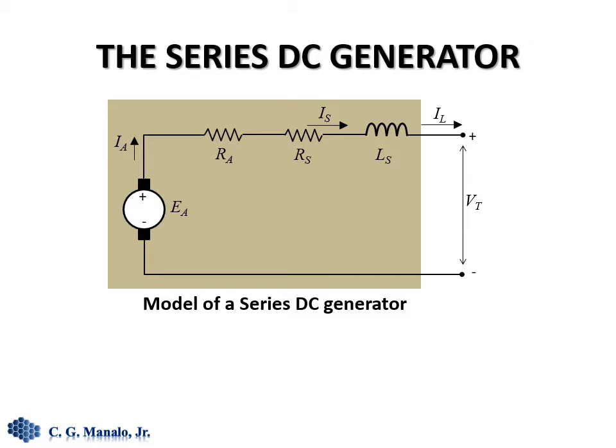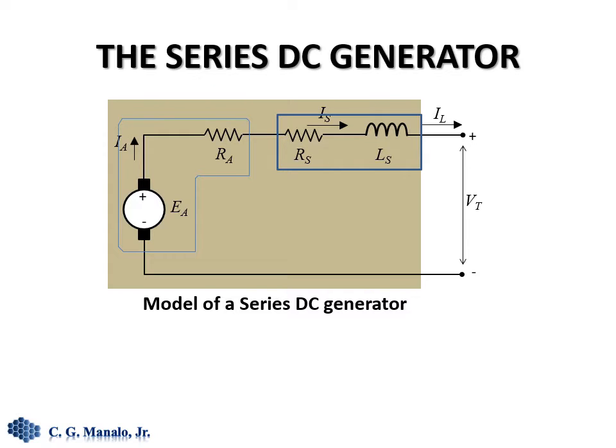So it has an armature circuit in series, and in series to that circuit is the field circuit. The field circuit is made of a few turns of heavy wire, since it carries also the load current.